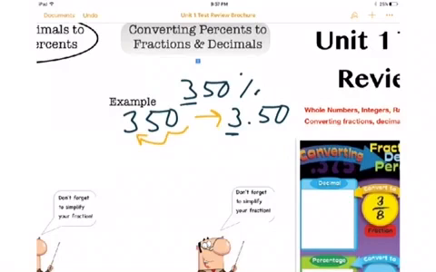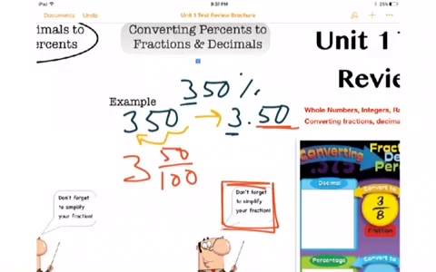Then if we want to take 3 and 50 hundredths and turn that into a fraction, the easiest way is to leave the 3 by itself. We don't need to mess with that, and we can look at the 50 hundredths as 50 over 100. Then from there, we don't forget to simplify. 50 goes into itself once and into 100 twice, so that equals 3 and 1/2. That's how you're going to do it if you have a percent over 100.